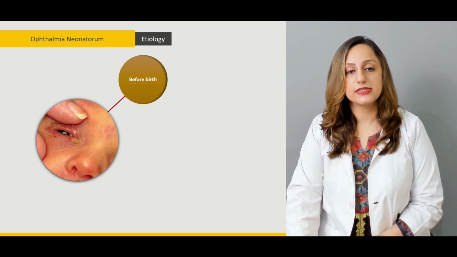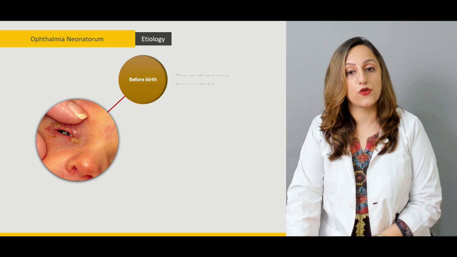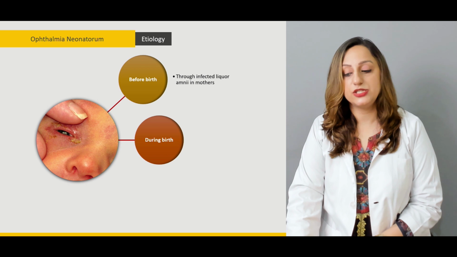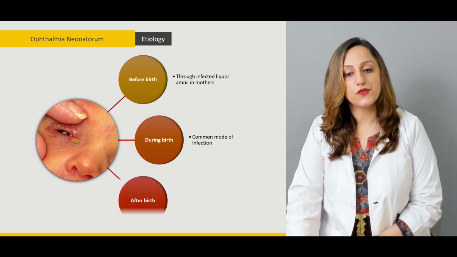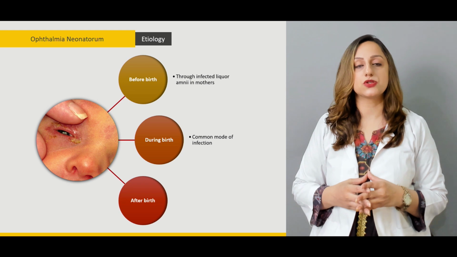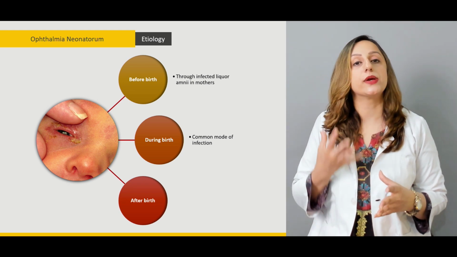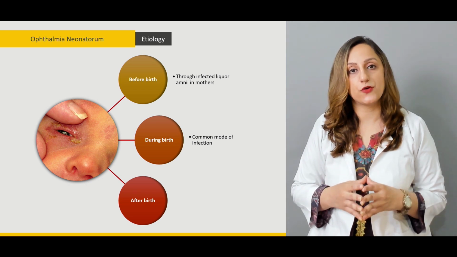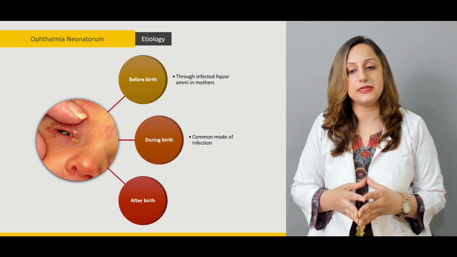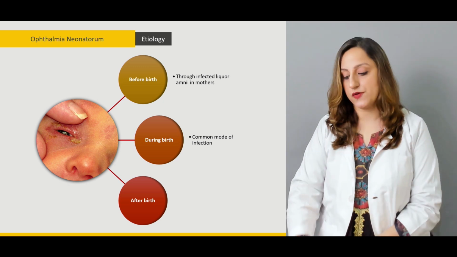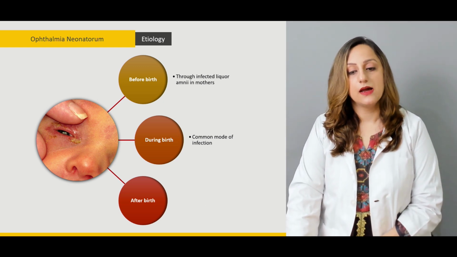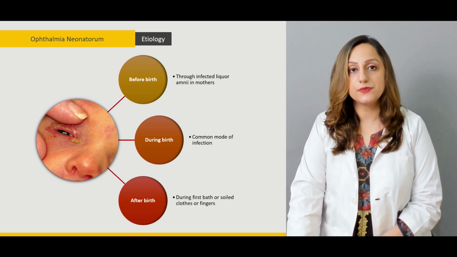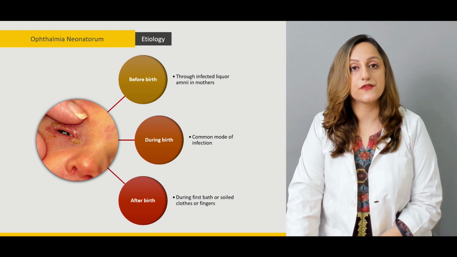The etiology for this condition: it can occur before birth through the infected liquor amnii in the mothers. It can be during birth, a common mode of infection, especially in cases of face presentation or deliveries in which forceps were used; such babies are more prone to the development of ophthalmia neonatorum. After birth, during the first bath, soiled clothes or fingers are responsible for the spread of infection to the eyes of the infants.